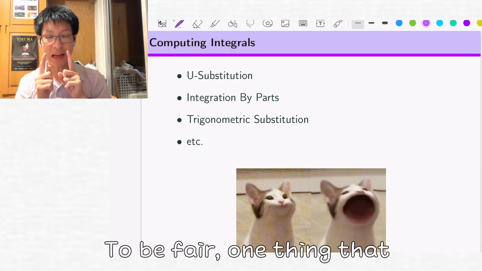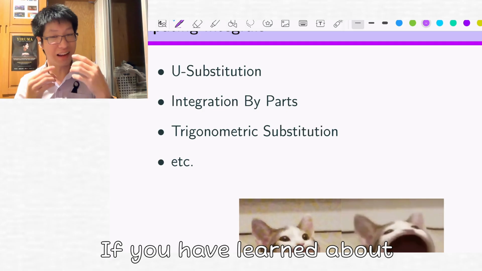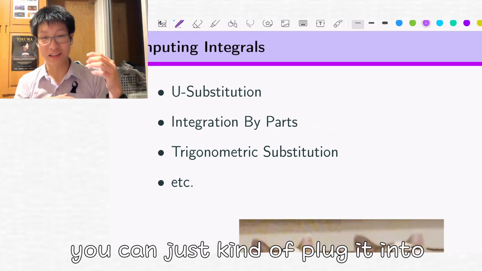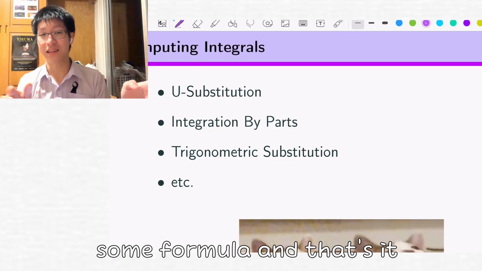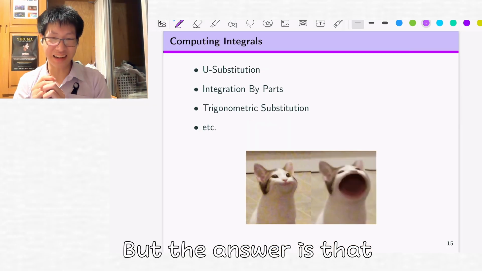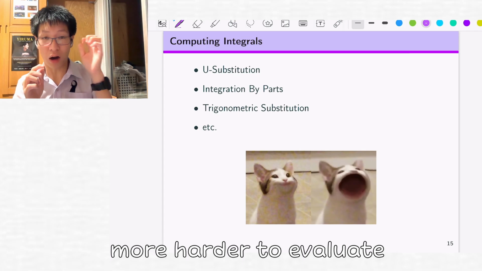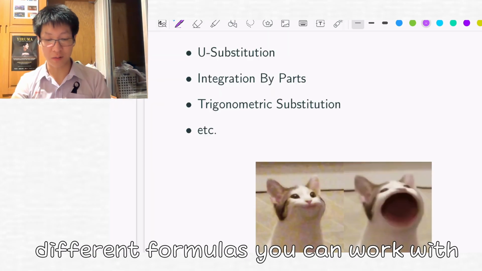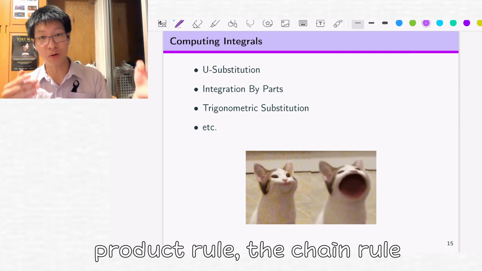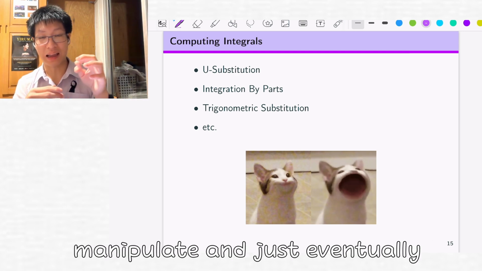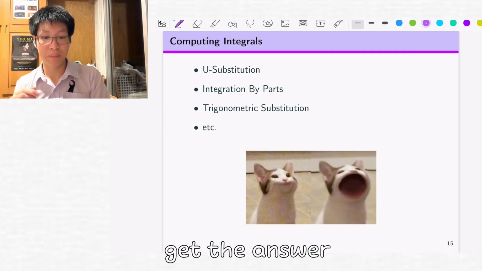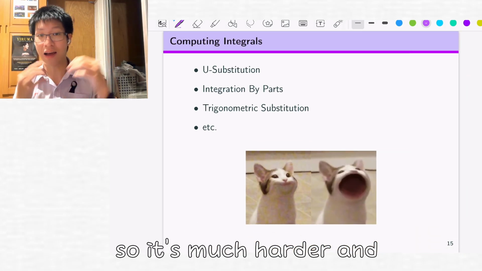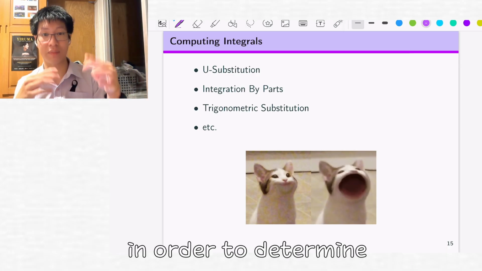To be fair, one thing that I want to note about integration is that if you have learned about how to compute a derivative, you might think that integration is similar, right? You can just plug it into some formula and you get the result. But the answer is that integration is actually much harder to evaluate when compared to derivatives, because in derivatives we have different formulas you can work with. For example, you have the product rule, the chain rule. You can just manipulate and eventually get the answer. But in integration, there isn't that much technique you can really use. So it's much harder and you have to be much more creative in order to determine this kind of thing.